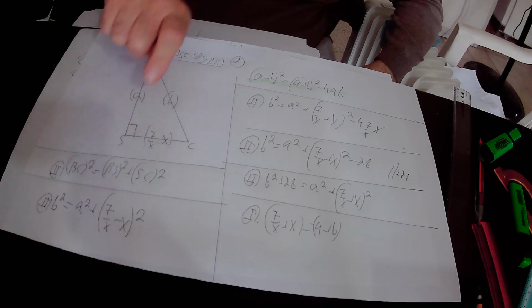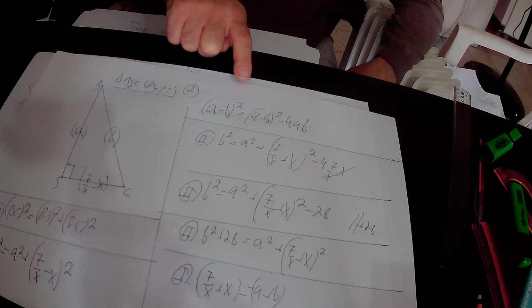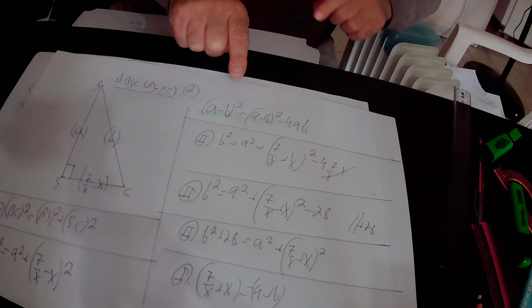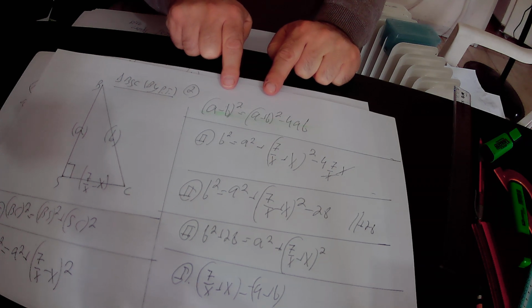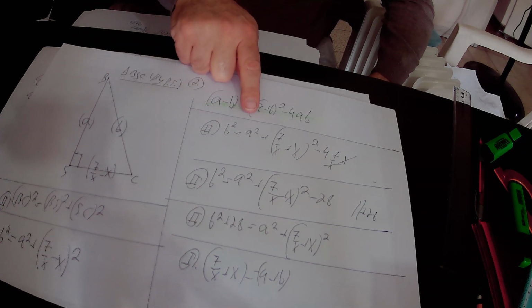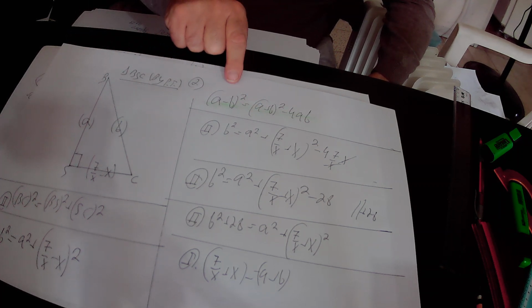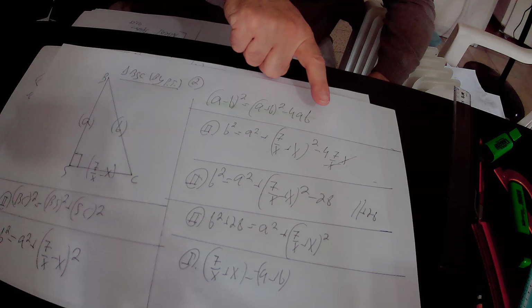Here we have the algebraic identity that (A minus B) square equals (A plus B) square minus 4 times AB. If you just open the brackets on both sides of the equation, you will definitely see that those two sides are equal to each other. So we use this algebraic identity, and according to equation 2, we have B square equal to A square plus (7 over X minus X) square, which according to this algebraic identity will be equal to (7 over X plus X) square minus 4 times 7 over X times X.